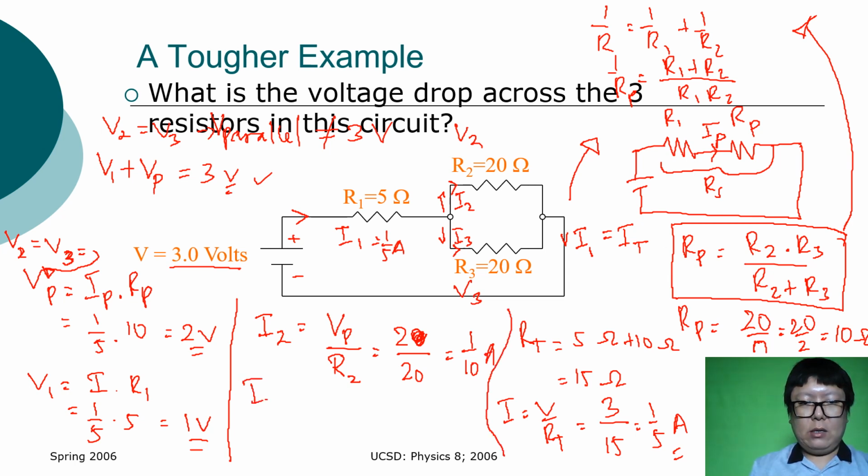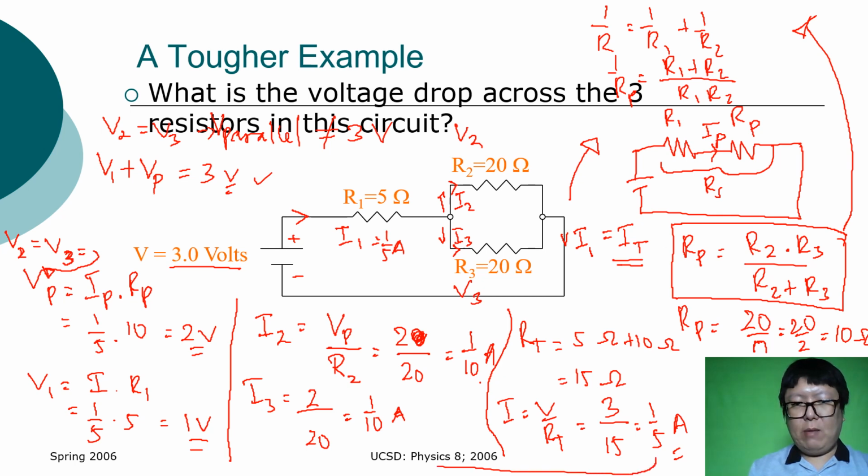The I3 is 2 over 20 also, 1/10 amps. And you can check, if you add these two together, it becomes I total, right? Yeah, it becomes 1/5. So your answer is correct. Any question, guys? If you have a question, you are free to ask.